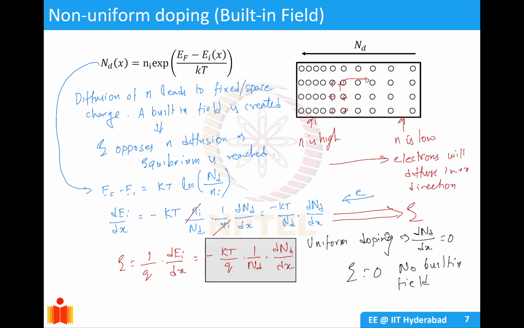If you have uniform doping, your del ND by del x will be zero. So your electric field will be zero. So there will be no built-in electric field in uniform doping. But in case of non-uniform doping, your built-in electric field will be given by this equation.